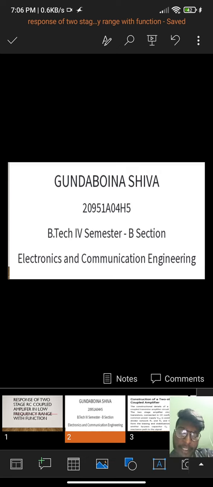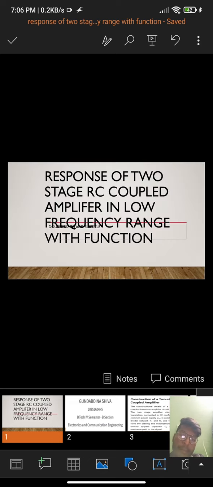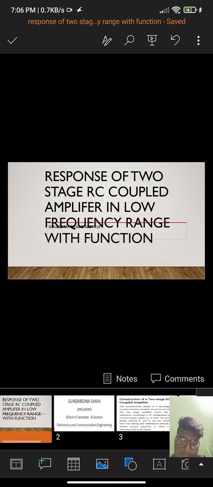My name is Shiva and my roll number is 4H5. I'm from Electronics and Communication Engineering. My topic is the response of a two-stage RC coupled amplifier in the low frequency range with functions.